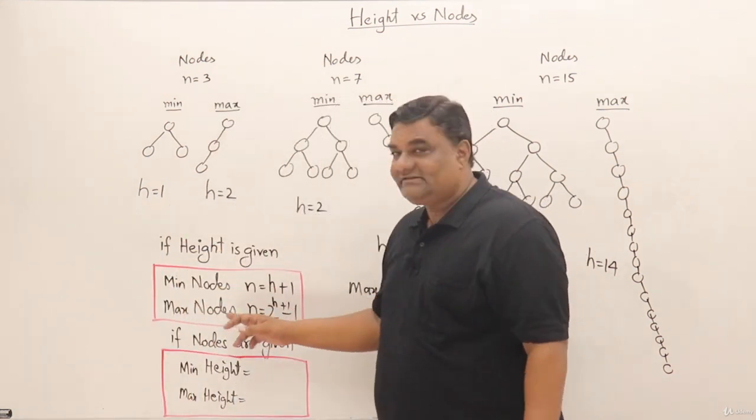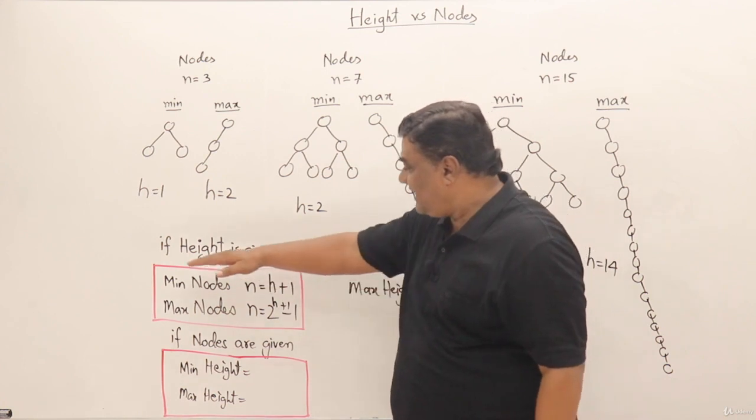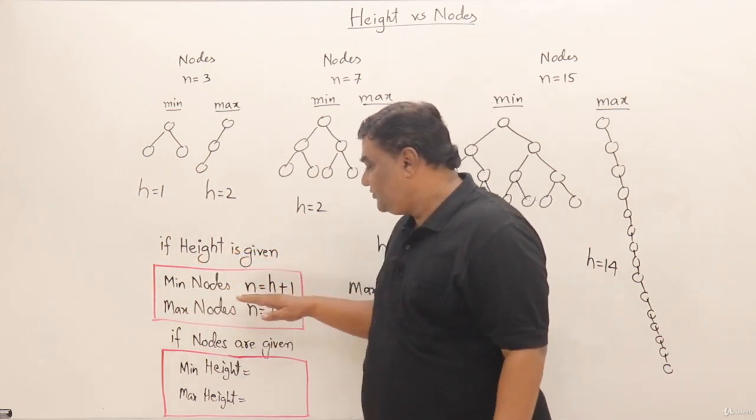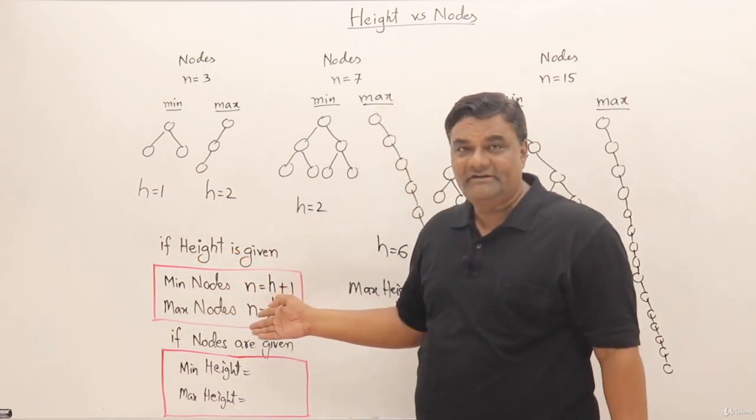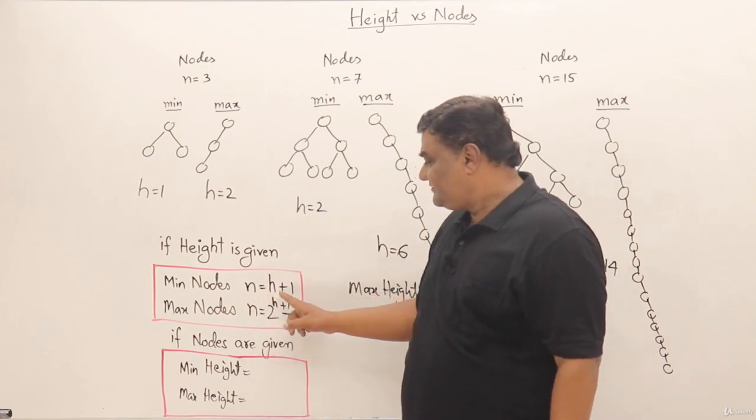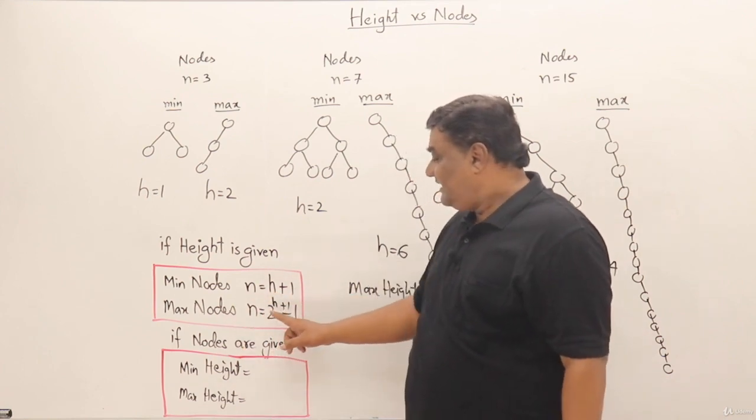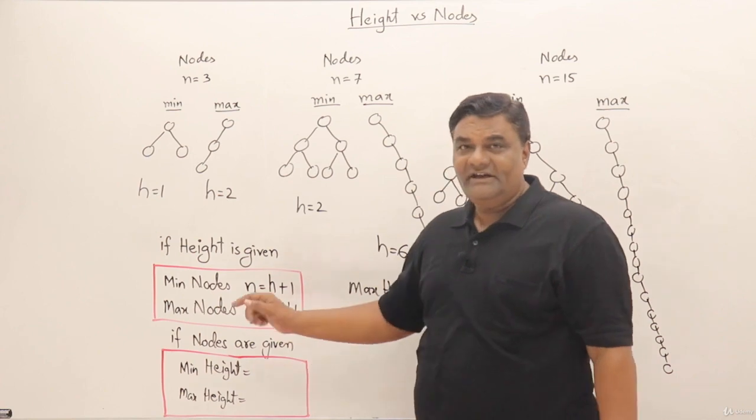See, these are the formulas we just found out. If height is given, then we have minimum nodes and maximum nodes. We have already written the formula. Minimum nodes: n is equal to h plus 1. Maximum nodes: n is equal to 2 power h plus 1, minus 1. We have seen this formula.